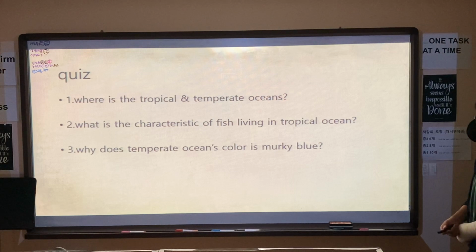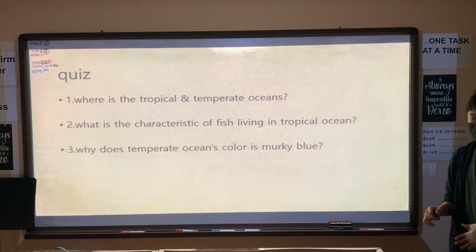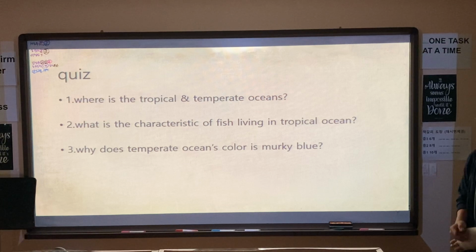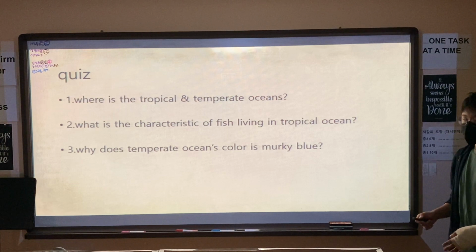And second, what is the characteristic of fish living in the tropic ocean? Tiny and colorful, but not edible. Last, why is the temperate ocean's color murky blue? Because of microorganisms. Yes, it contains a lot of microorganisms.